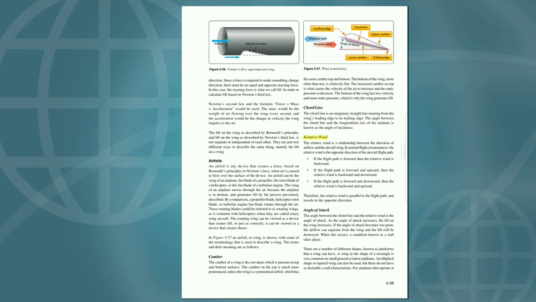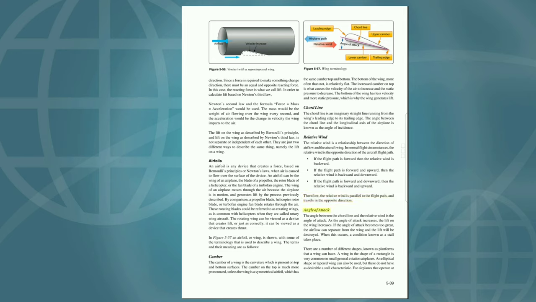Relative wind. The relative wind is a relationship between the direction of airflow and the aircraft wing. In normal flight circumstances, the relative wind is the opposite direction of the aircraft flight path. If the flight path is forward, then the relative wind is backward. If the flight path is forward and upward, then the relative wind is backward and downward. If the flight path is forward and downward, then the relative wind is backward and upward. Therefore, the relative wind is parallel to the flight path, and travels in the opposite direction.